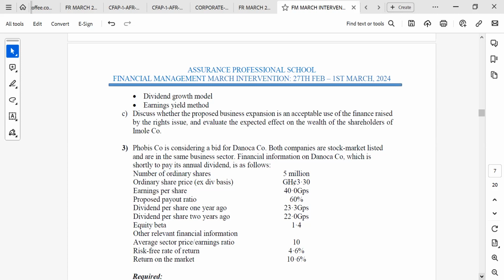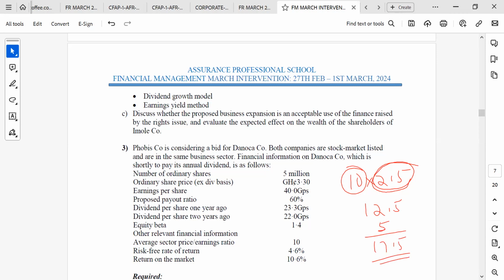Before the rights issue, what was the value of the company? They have existing shares of 10 million and each share is trading at 2.5. So that will be 12.5. After the rights issue, the value of the company will now be 12.5 plus this one. That will give us 17.5.